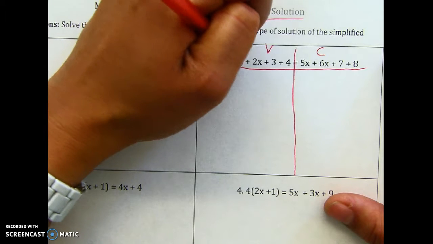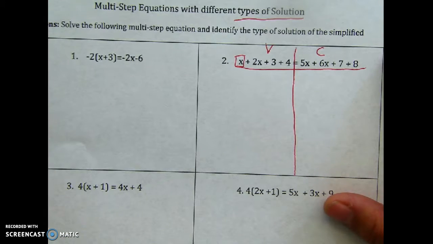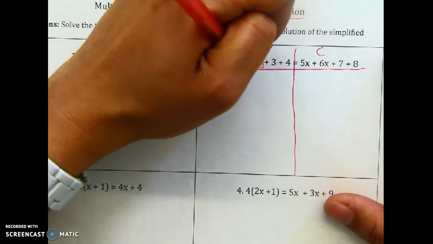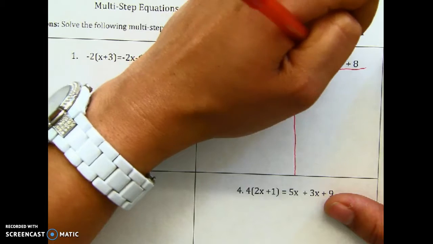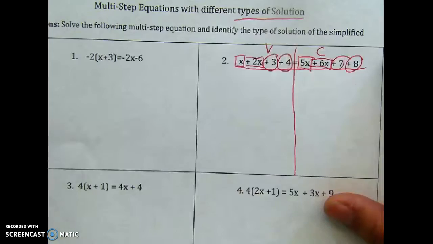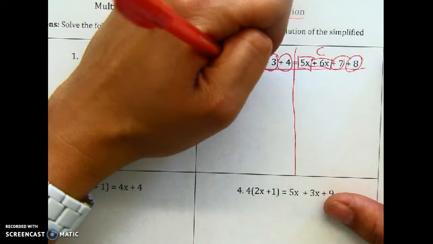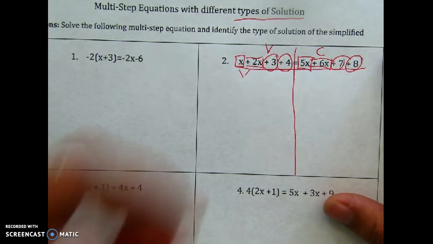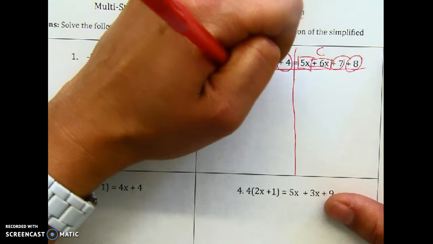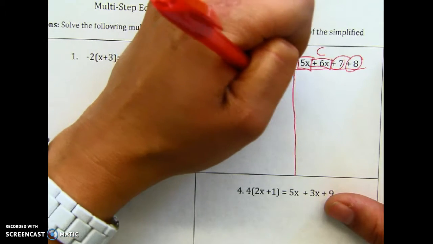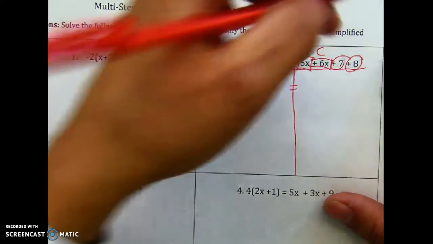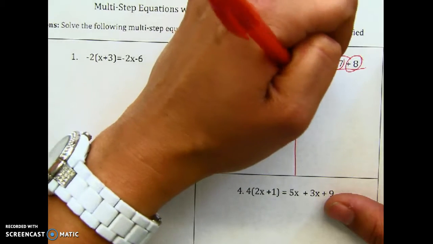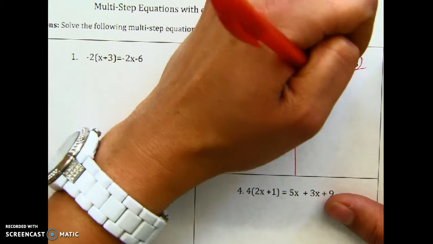There's no distributing, so I'm going to box my variables with the operation in front, and circle my constants. I can see that these combine. 2x plus x will give me 3x. 3 plus 4 is going to give me 7. On the other side, I'm going to continue combining my boxes and get 11x. And here I'm going to get plus 15.